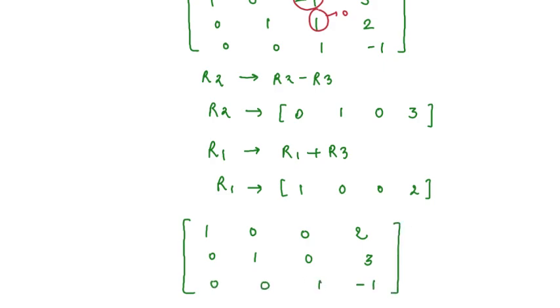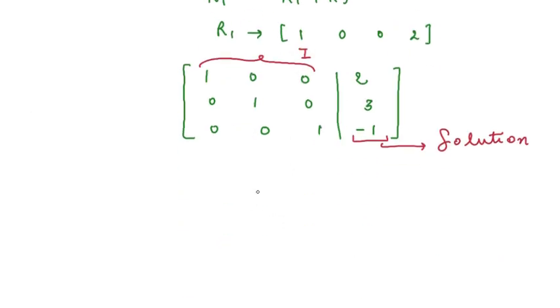Now observe the left hand side carefully. It has become the identity matrix, and that means the last column directly contains the solution. That is, x equals 2, y equals 3 and z equals minus 1. So no back substitution is required now. And if I substitute these values into the original equations, I get every equation satisfied. And hence this becomes our required solution.